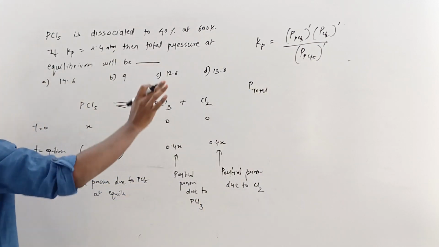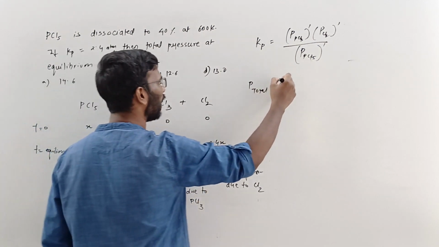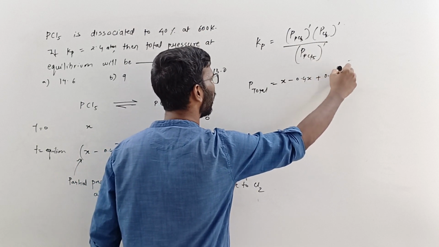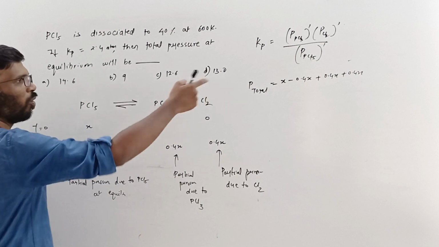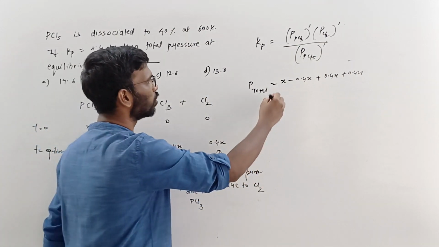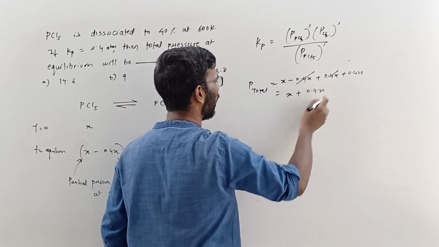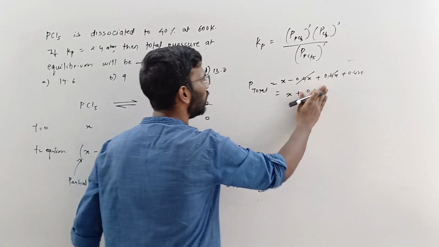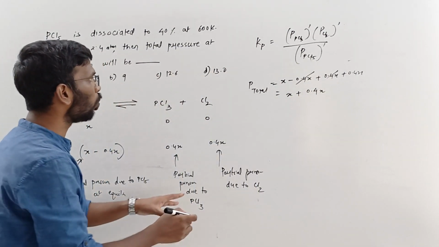So P total over here, that is what we are told to find. The total pressure at equilibrium, P total, will be the sum of this and this. So this is x minus 0.4x plus 0.4x plus 0.4x, right? I'm going to add all these things. This and this will get cancelled. What remains is x plus 0.4x. Means at this point I need to find the x and substitute over here.